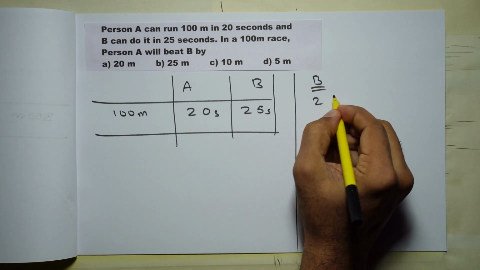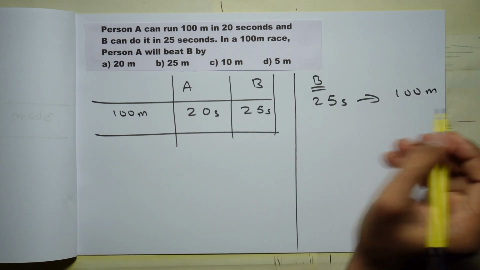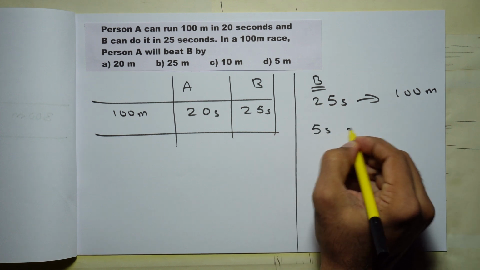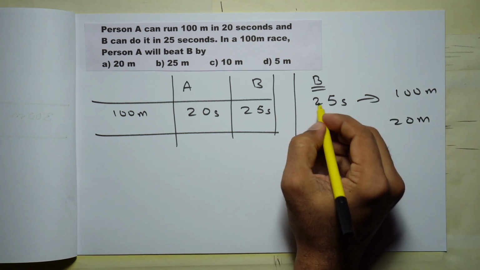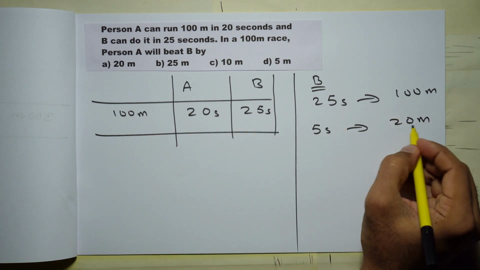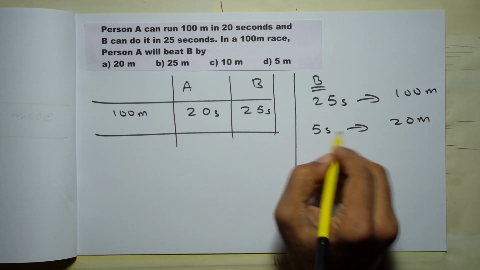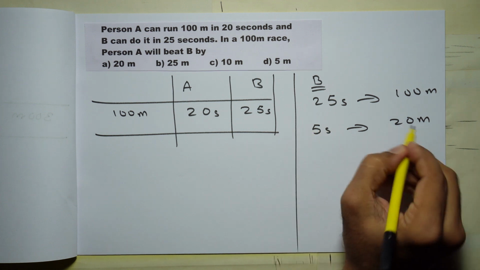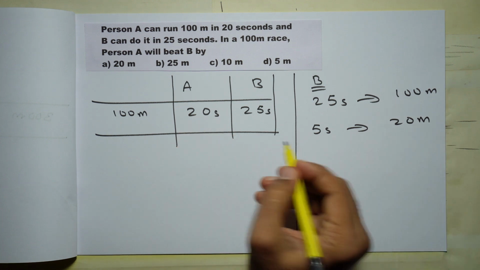Now here it is mentioned in 25 seconds, B will do 100 meters. Now if we divide both the values by 5, 25 by 5, in 5 seconds, B will do 100 by 5, 20 meters. In 25 seconds, B will do 100 meters. So in 5 seconds, B will do 100 by 5, 20 meters. Now after A has completed his full race, B requires another 5 more seconds. And in these 5 seconds, B will actually do 20 meters. So when A completes the race, B will be 20 meters behind.